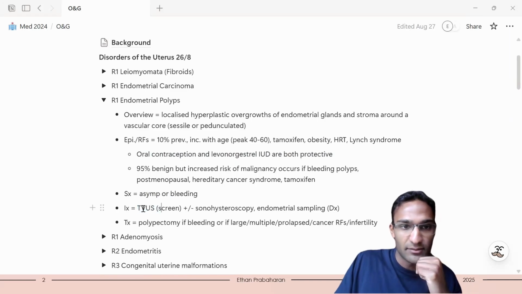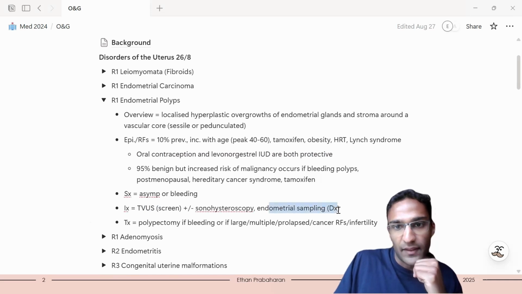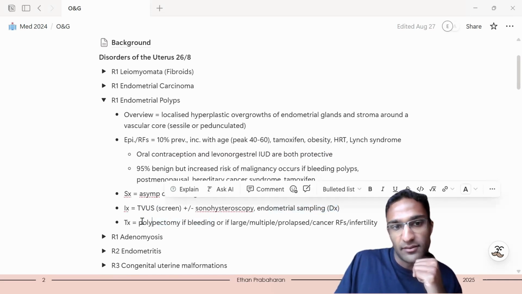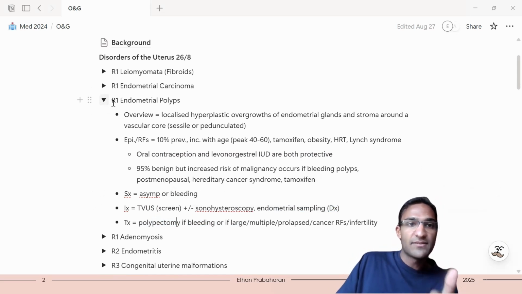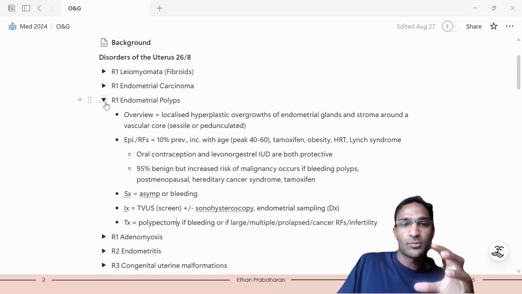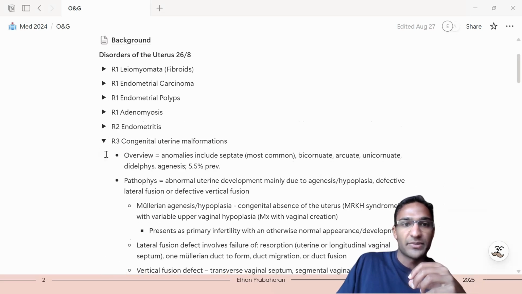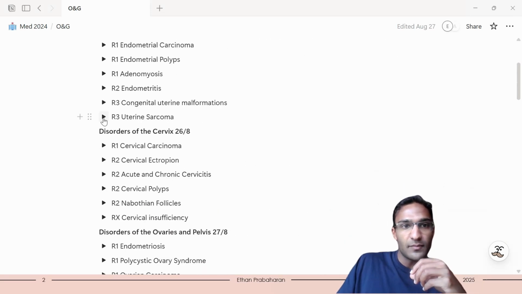Asymptomatic or bleeding. So then ultrasound is the investigational choice, and then the biopsy here, and then you sometimes can leave them, sometimes we'll remove them. So that's a good example. And even that's for an R1 condition. That's the length I like to keep it to.